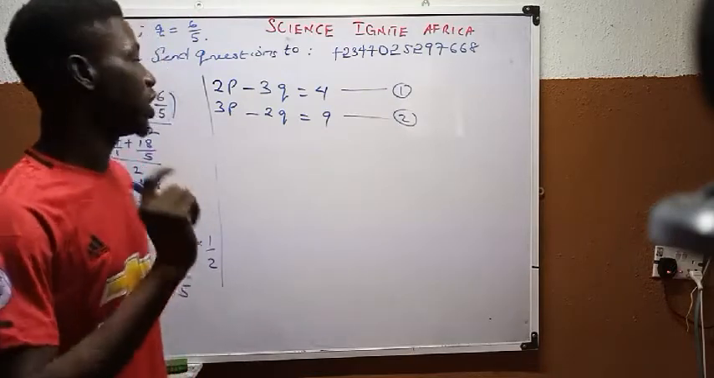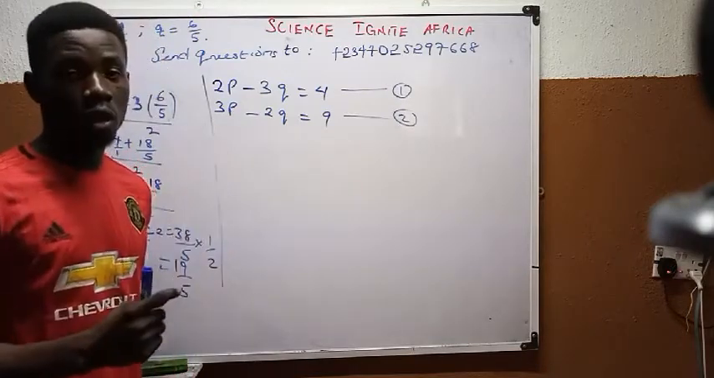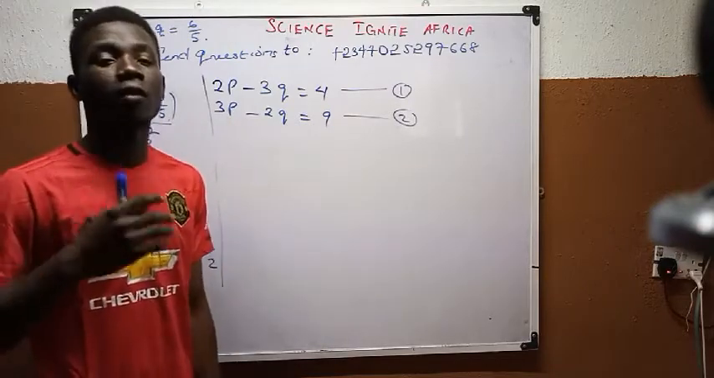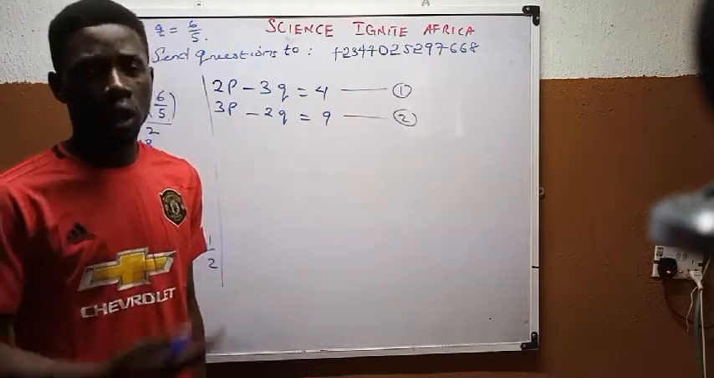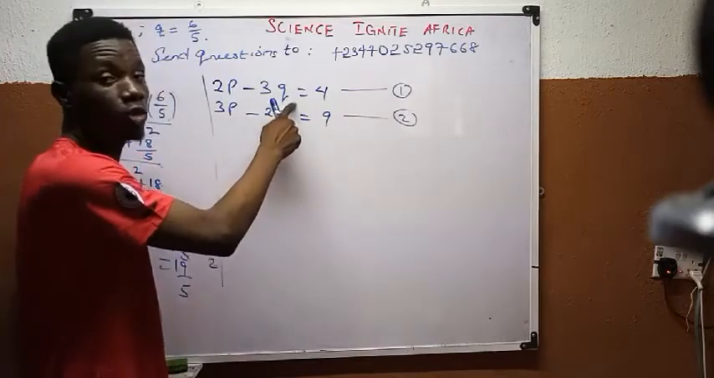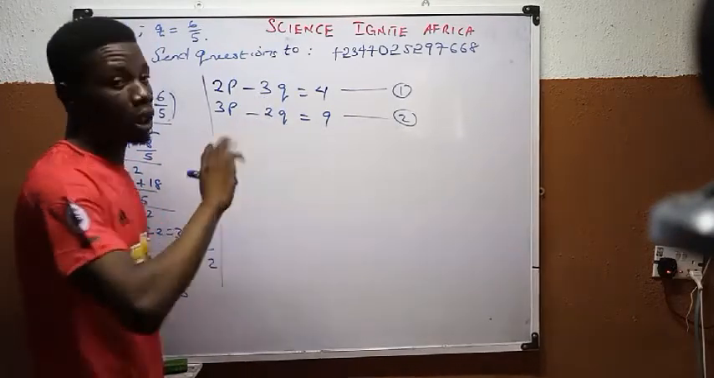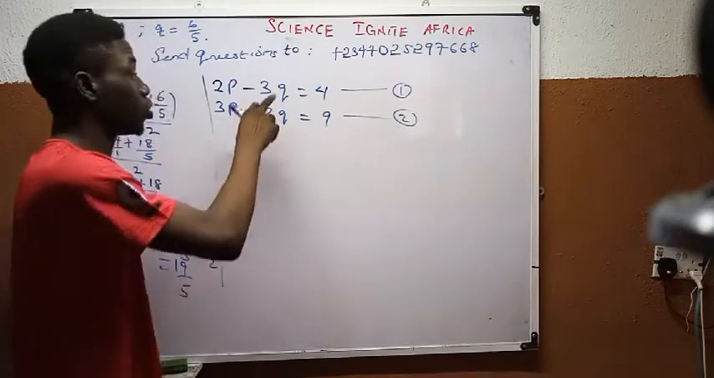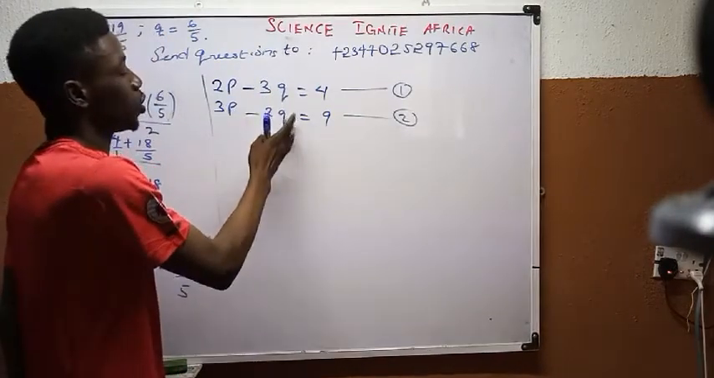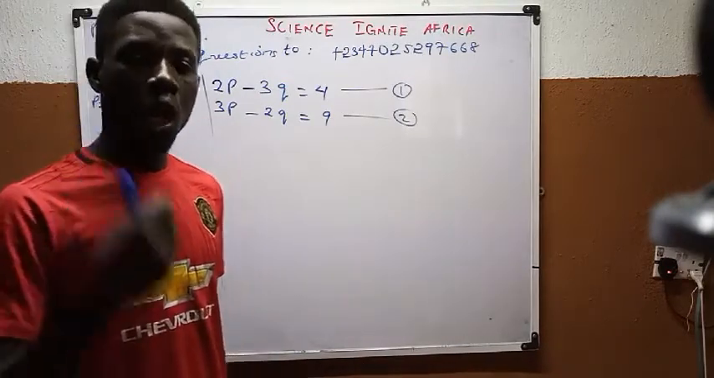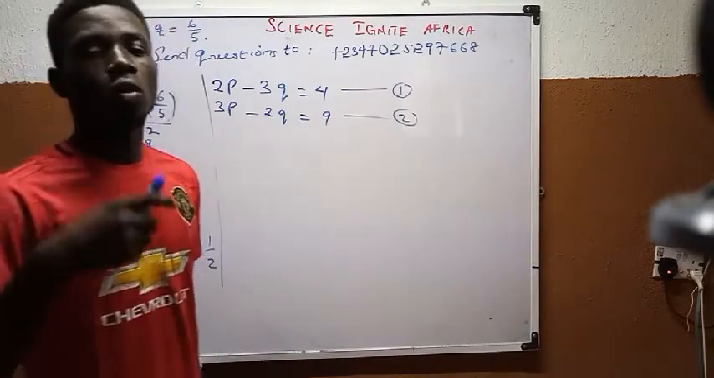Now one of the things you watch out for if you want to eliminate any variable is to look at the two equations. From these two equations, does this variable have the same coefficients? Now let's look at Q. The coefficient of Q here is minus 3. And the coefficient of Q here is minus 2. Now let us not consider the sign. So let's say the coefficient of Q here is 3 and the coefficient of Q here is 2, which means that the coefficients are not the same.